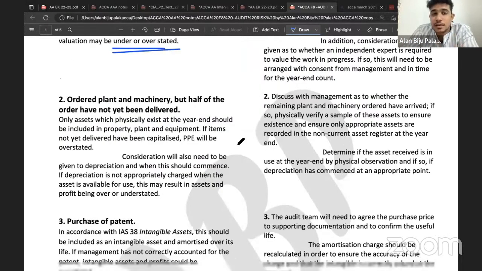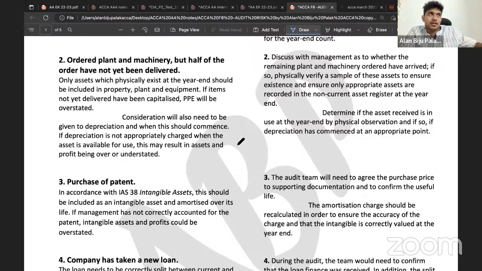Same as that, in many questions you will get this kind of scenario. It might be mentioned that the company has ordered plant and machinery, but half of the orders have been delivered. Or you might get a scenario that at the year end, the company has placed an order for a significant amount of production process machinery, but unfortunately the machines are not yet delivered, and it will be delivered only after the year end. In that case, you must keep one thing in mind: only the inventory that exists at the year end should be recorded in the company's financials.